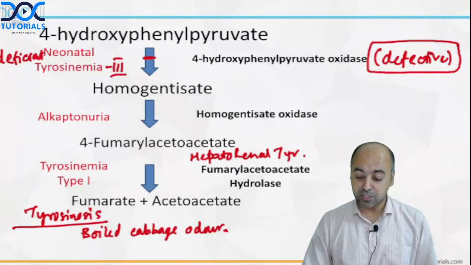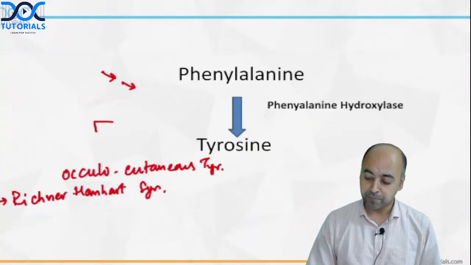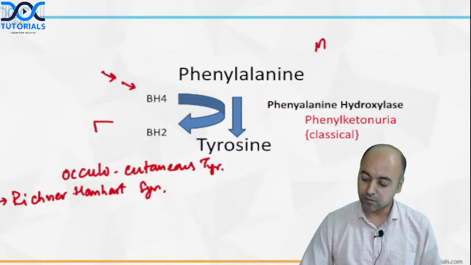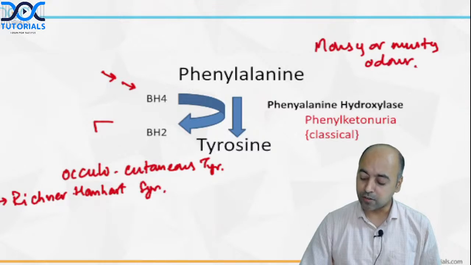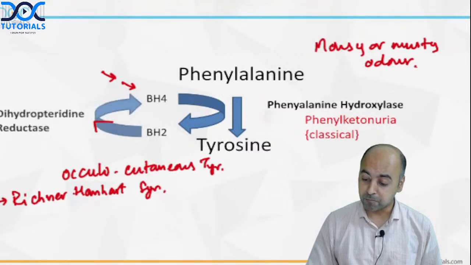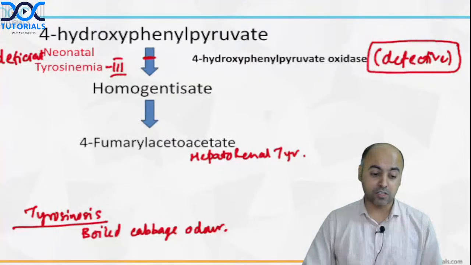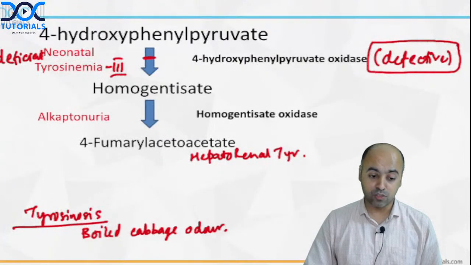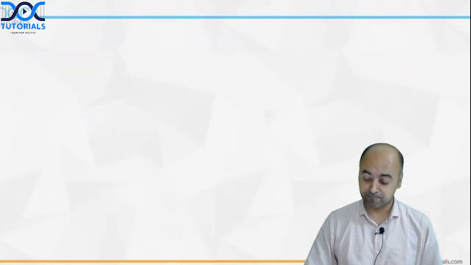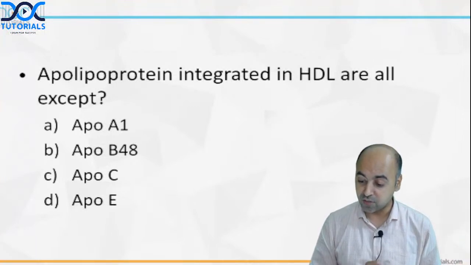A characteristic urinary odor is there in patients of PKU also. I am sure all of you already know the characteristic odor in patients of PKU. In patients of PKU, we have the mousy or musty odor. So these are some of the very important disorders and names which you have to keep in mind. Very important cluster that we just discussed. Very good.